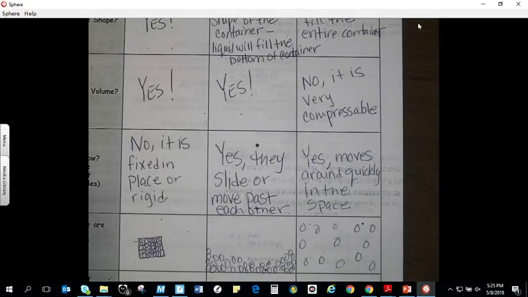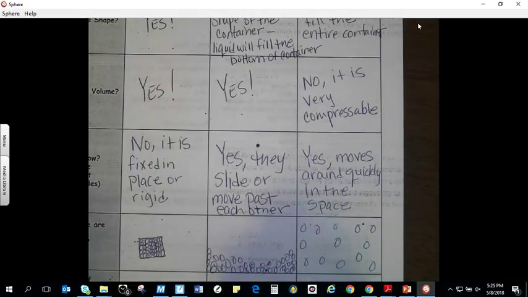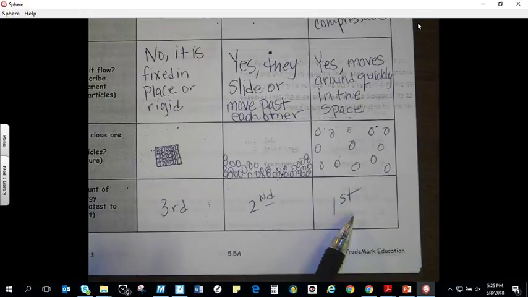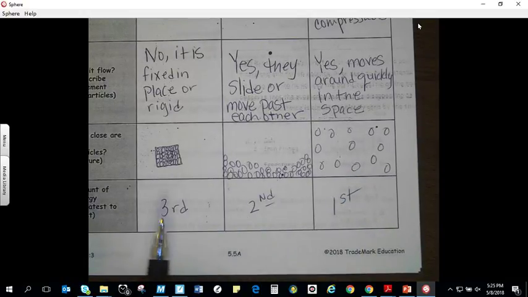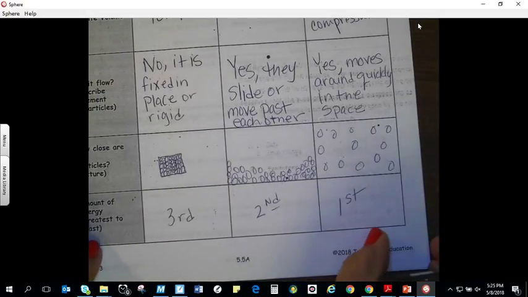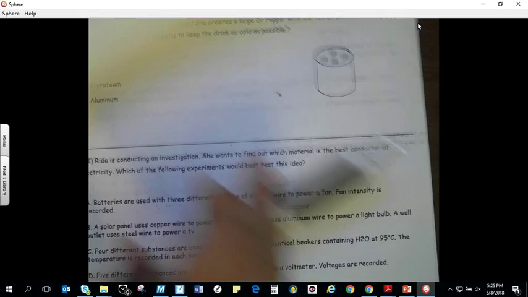The amount of energy that it uses, it's using more energy. This one uses the second most and then less energy. Oops, I'm sorry about that one. The gas uses the most energy, the most amount of energy. It has the most, then it's second for the liquid, then it's third for the solid. Okay, pause it if you need to.